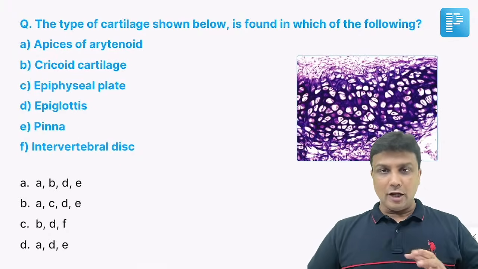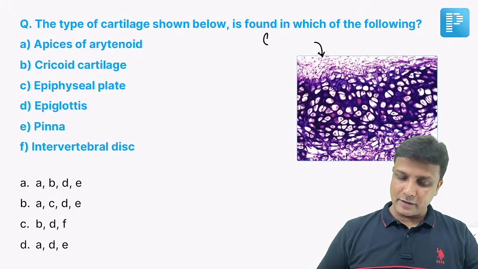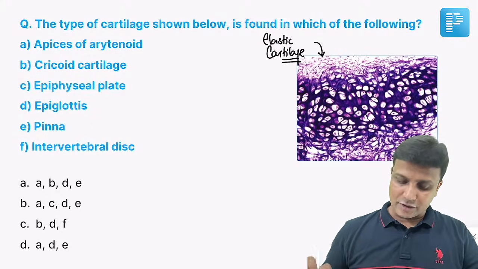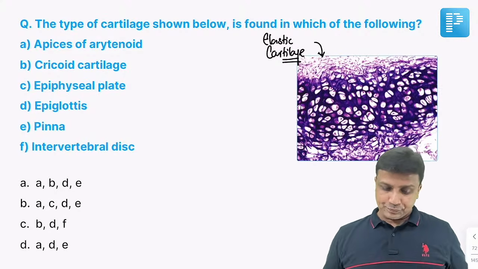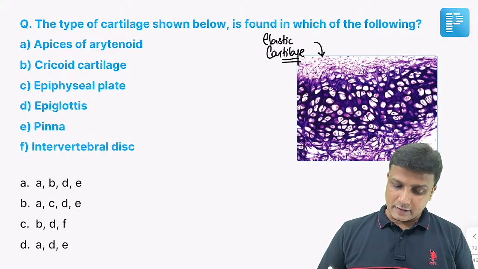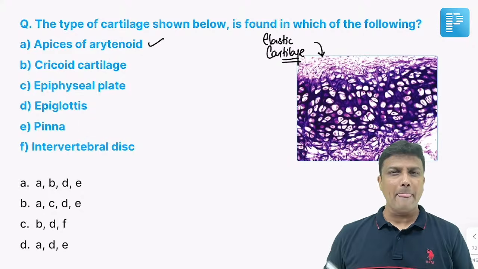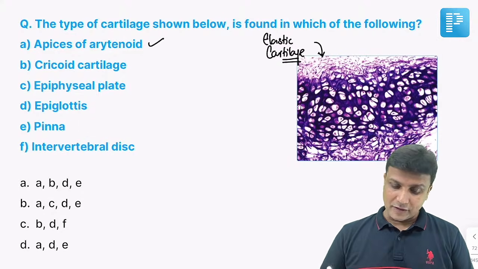Now, once you have revised this, first of all, try to identify this picture. Which cartilage is it? Remember, this one here will be the elastic cartilage. Now, if this is elastic cartilage, what will be the examples of this? Where exactly is it present? Of course, the apex of the arytenoid cartilage will have elastic cartilage. The base of the arytenoid cartilage will have hyaline, but the apex will be elastic cartilage. Cricoid cartilage, no, it will be an example of hyaline cartilage.